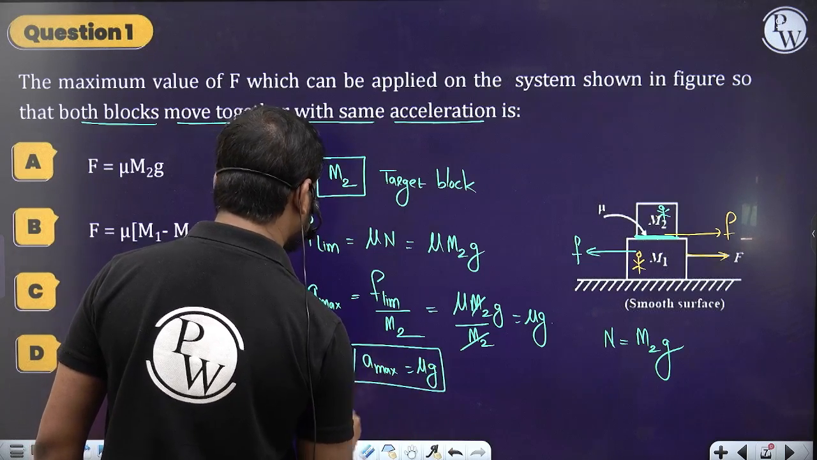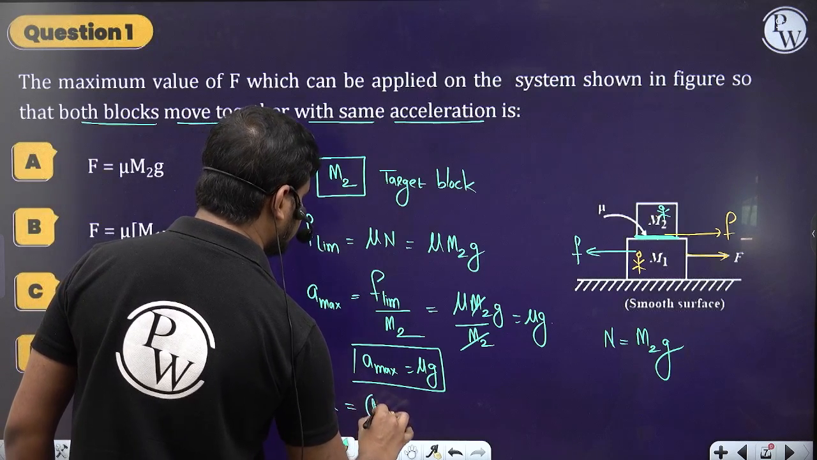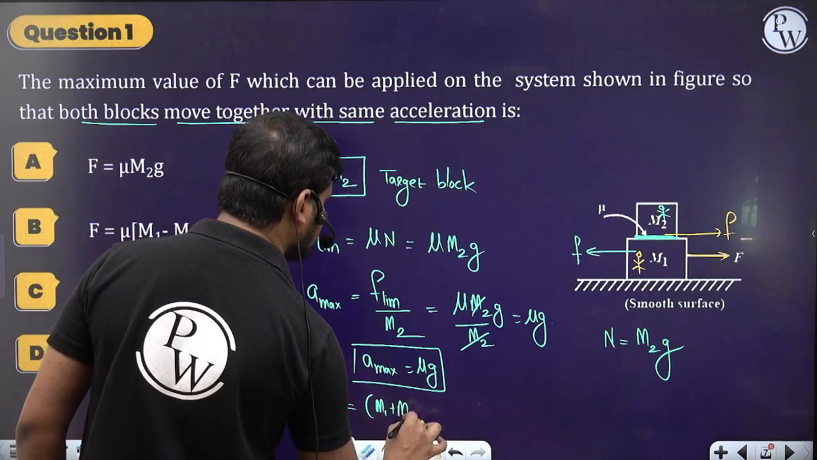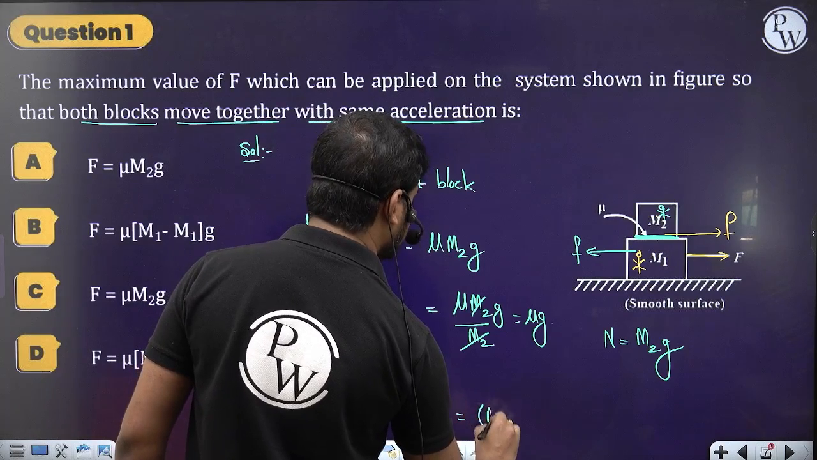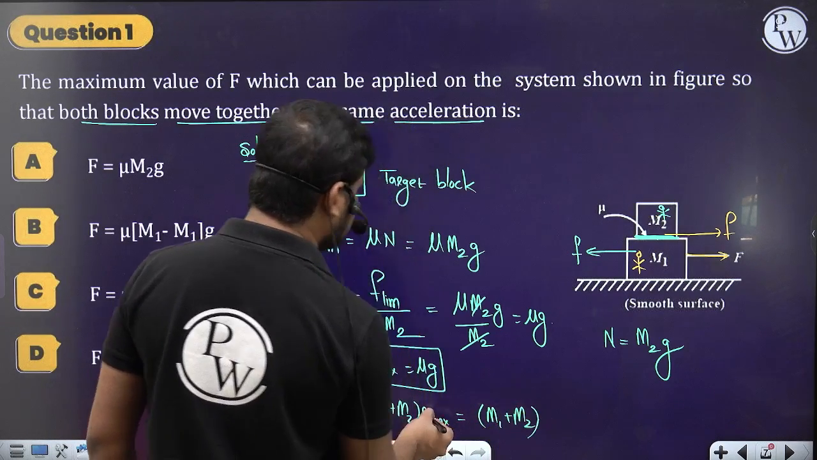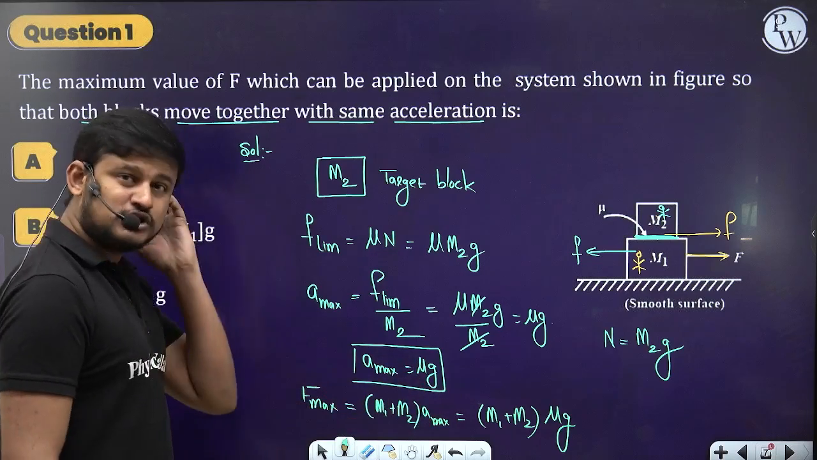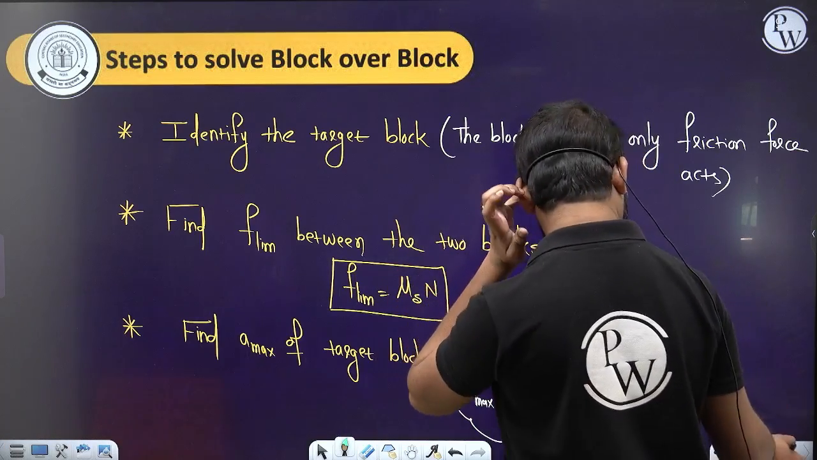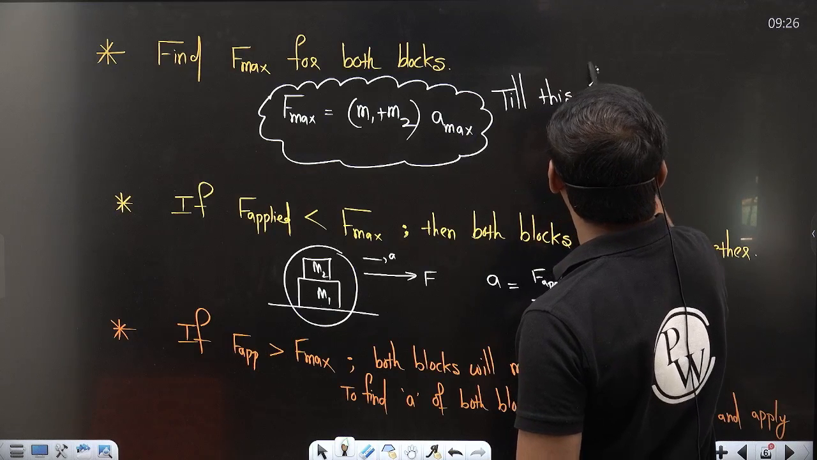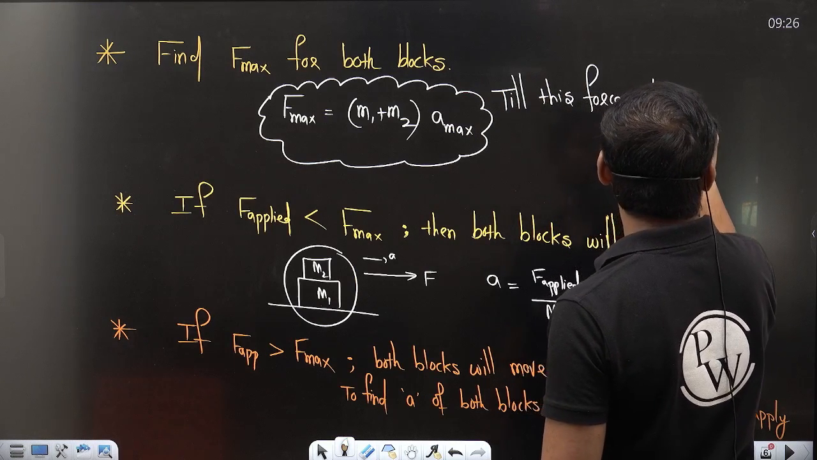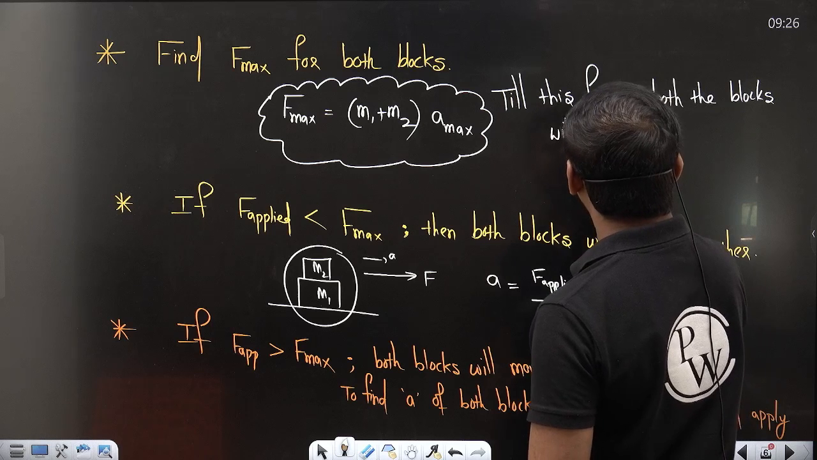Next, what's the fourth step? The fourth step is to find F max. The maximum force is equal to the mass of both the blocks, M1 plus M2, into A max. Here both the blocks are directly M1 plus M2 only, no values are given. What is the maximum acceleration? Mu g. So till this force, till F max, both the blocks will move together.